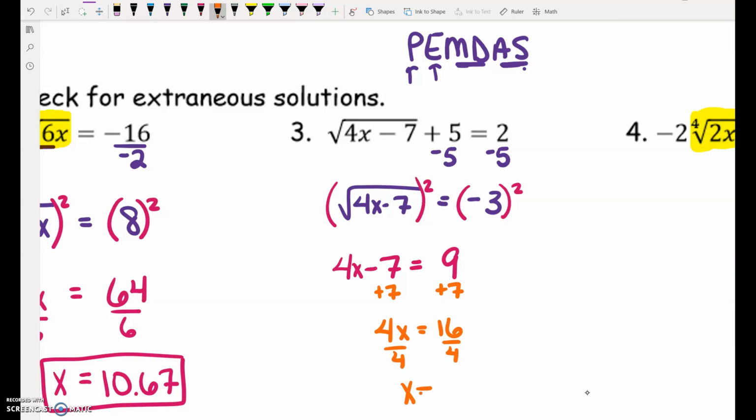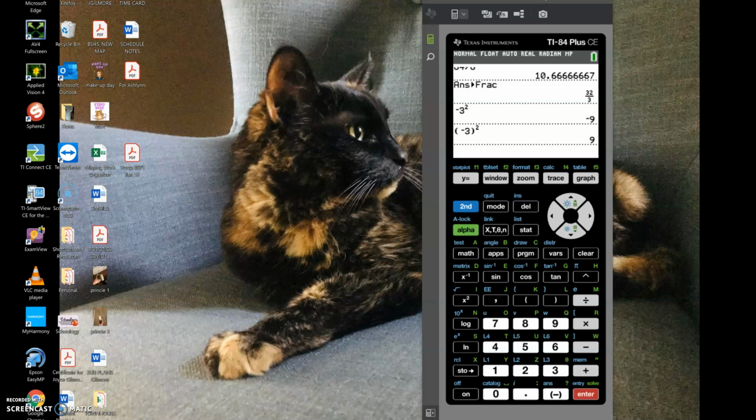So x equals 4. Now, I am going to check this answer, and here's why. A negative number. Does a square root typically equal a negative number? I am going to check this answer just to make sure that it actually works.